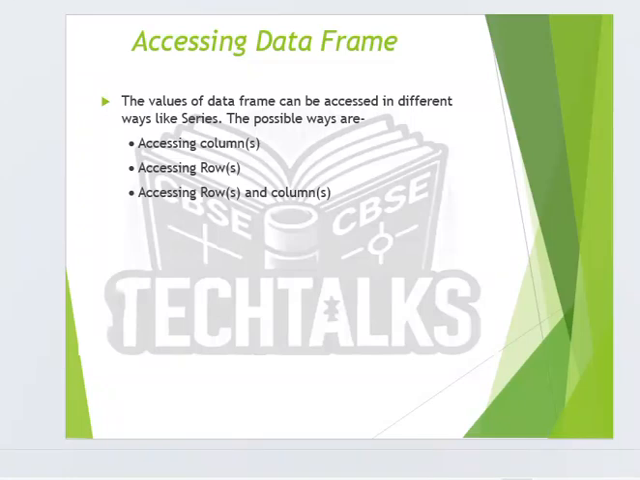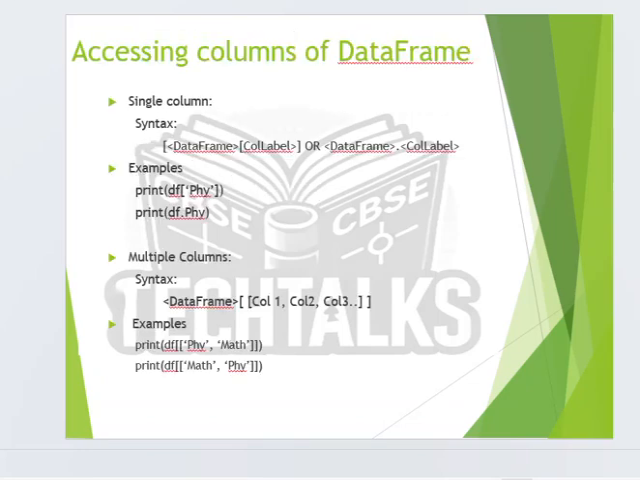Next, accessing. Now till now we have done how to create the data frame using series or list, or you can say using list also. Now here, accessing data frame, how to access? The values of a data frame can be accessed in different ways, like series. The way we access series elements, we can access a data frame also. There are 3 ways: accessing columns, accessing rows, or accessing rows and columns together. So let's do one by one.